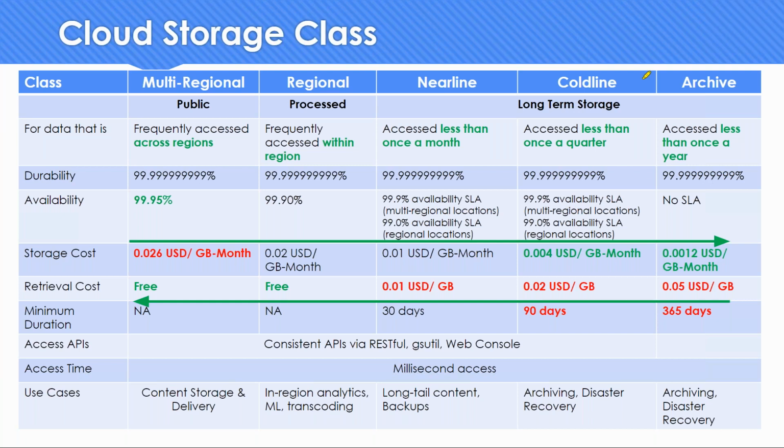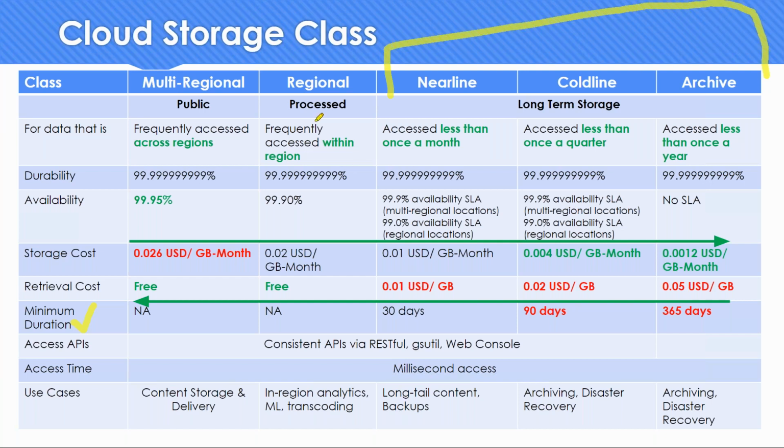So those are the different storage classes, folks. Now, if you look throughout, the storage cost is going to be high for multi-regional. The storage cost is going to be very cheap for your archive. Retrieval cost is almost zero, not almost, it's zero for multi-regional, but it's going to be very high for your archive. So there's a trade-off. You need to remember that. And when it comes to long-term storage, there's a minimum duration required for long-term.